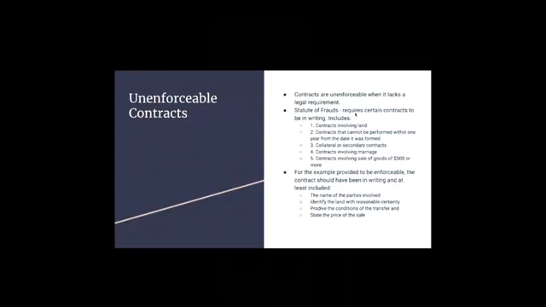To make it enforceable, the contract should be in writing and include the name of the parties involved in the sale, identify the land with reasonable certainty, provide the conditions of the transfer, and then state the price of the sale.